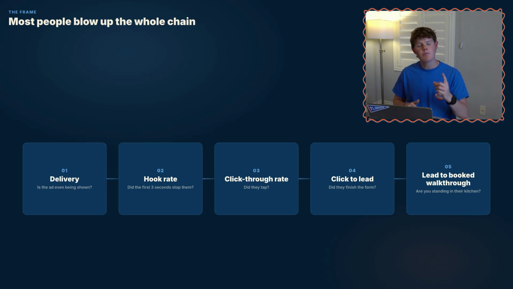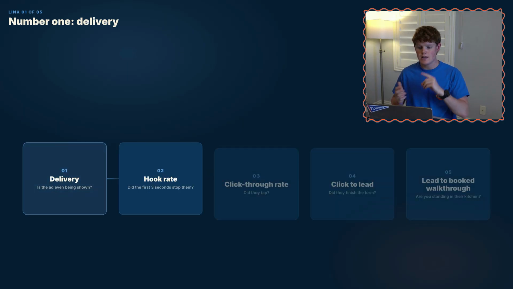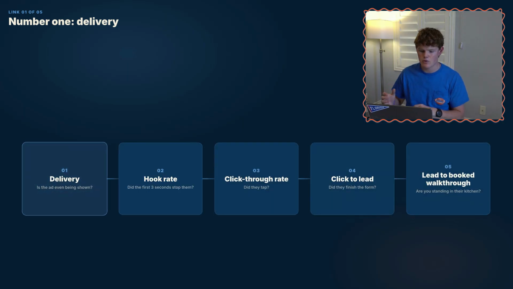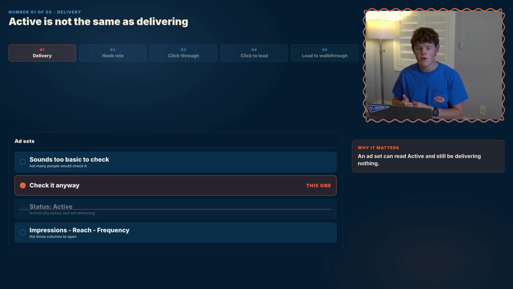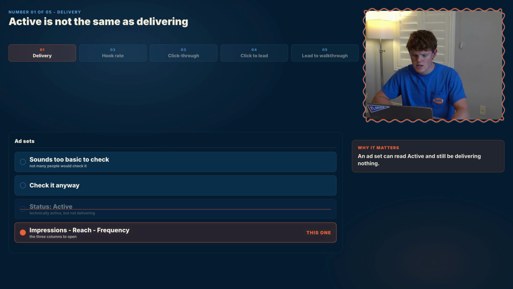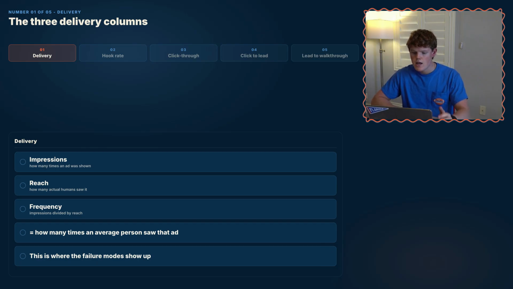Let's go. Number 1 thing you're going to look at first is the delivery. Is the ad even getting in front of people? This sounds really basic, and not many people would check it. But check it anyway, because what I'm looking at right now is an ad set on one of my accounts that technically is active, but isn't delivering. So what you're looking at is impressions, reach, and frequency. Impressions is how many times an ad was shown, reach is how many actual humans saw it, and frequency is impressions divided by reach. So how many times an average person saw that ad.